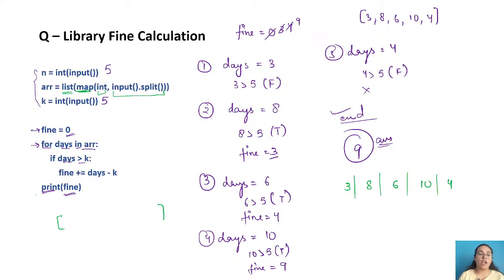So now in your variable array, all the values, that is 3, 8, 6, 10, 4, are going to be in a list format, and all of them are going to be mapped inside the array variable. This is how it will be created. I guess that is clear now. It is going to convert all the values into the int data type.